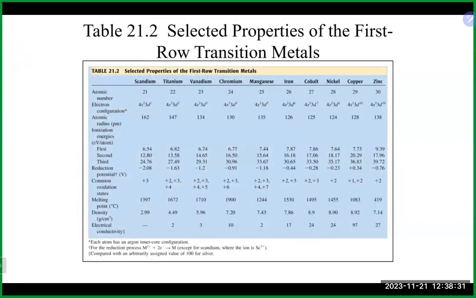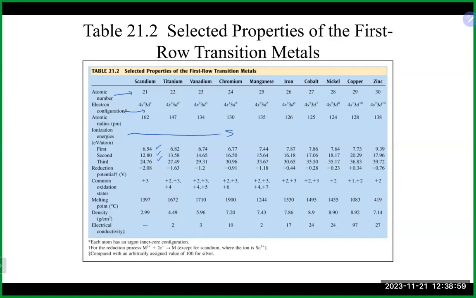Here's obviously all the stuff that you should know about the transition metals. There's our atomic number that's increasing, our electron configuration. You probably know most of those. We do see, as we go from left to right, a decrease in size, as we talked about. These are our first, second, and third ionization energies. So we see an increase in ionization energy as we go from one electron to the next. And we also see overall the first ionization energy gets higher as you go to the right.